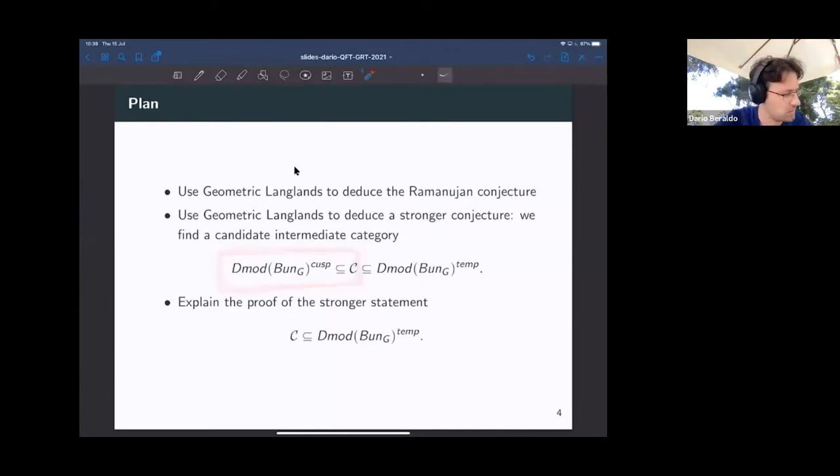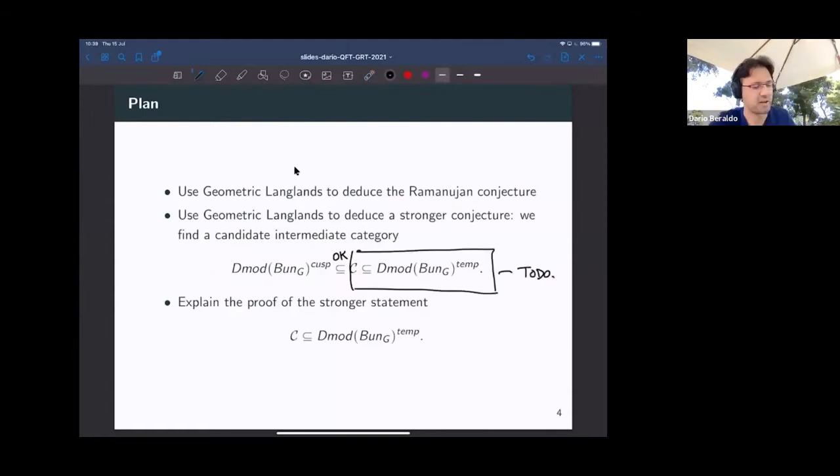So this part will be okay, and then the to-do part will be this one. And this is the third part of my talk, where it'll be clear by then what this C, this intermediate category, is, and we should prove this inclusion. Okay, so that's the plan. Any questions on the introduction or on the logic of the talk?